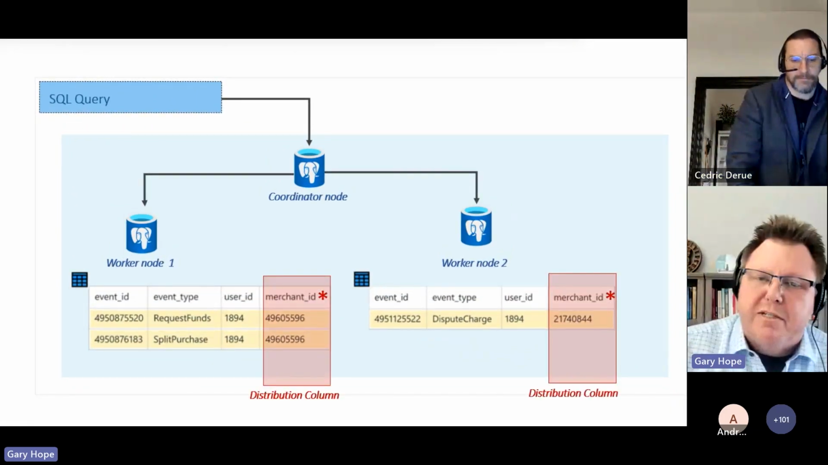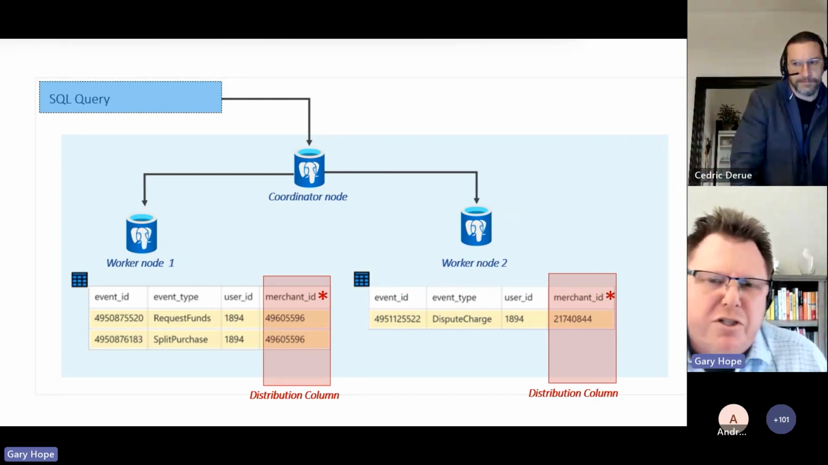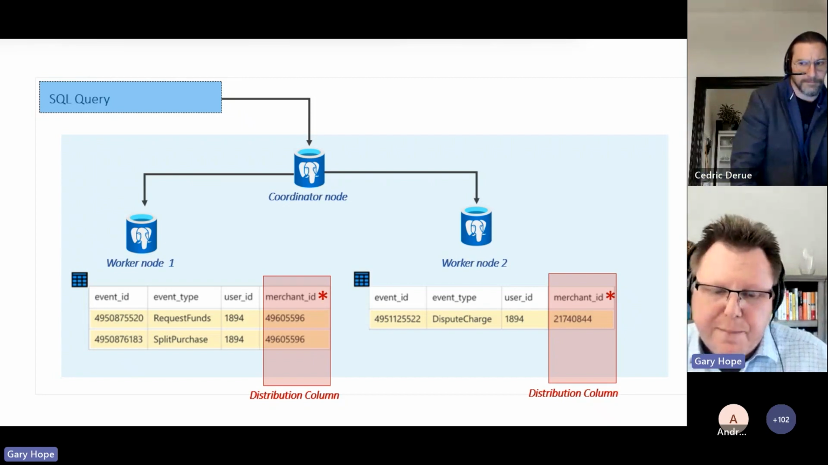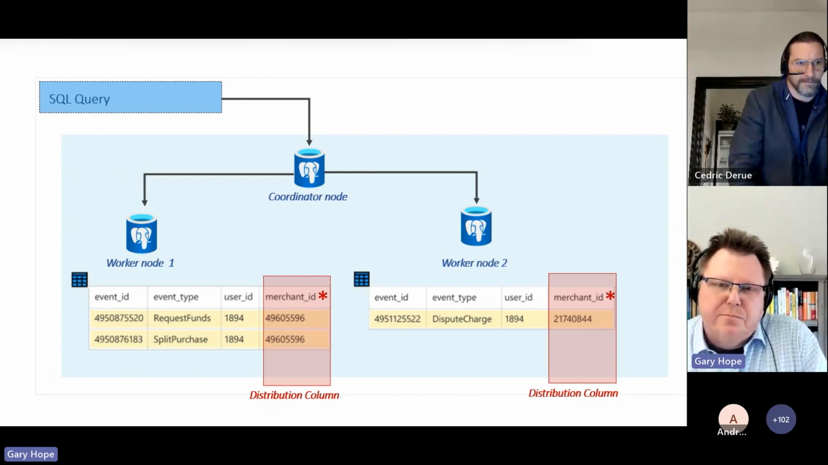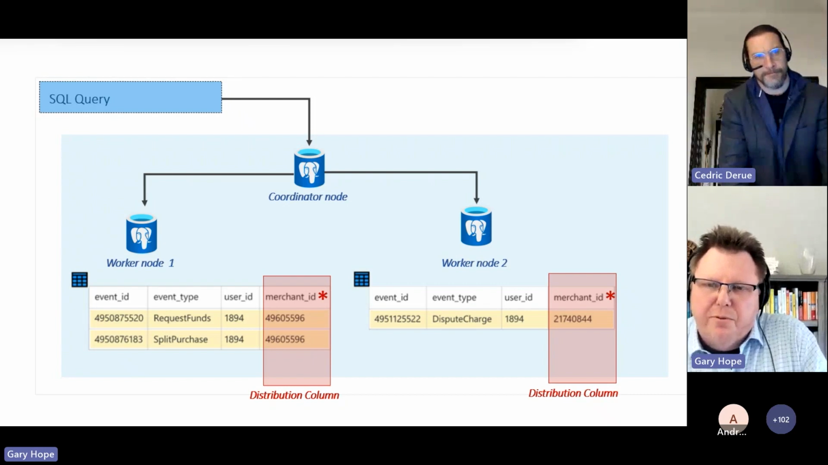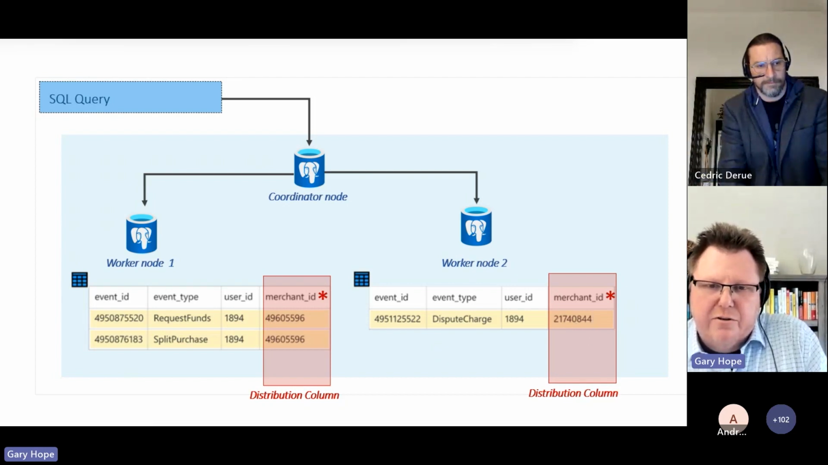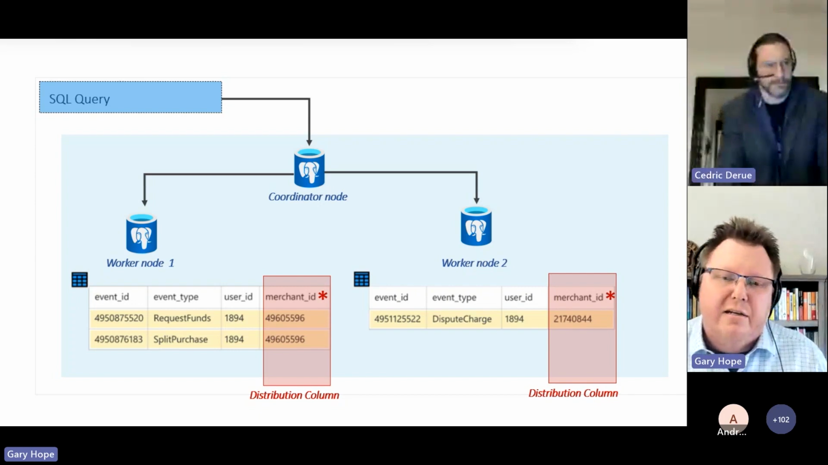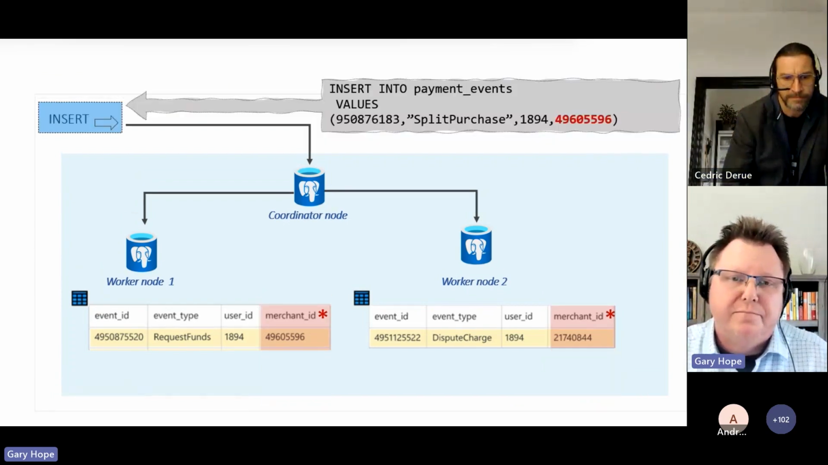Woodgrove Bank have been experimenting and initially decided to distribute the events based on merchants. Merchant ID seemed like a good choice for a distribution column. In this example, you can see the payments event table distributed across the shards on multiple nodes based on the merchant ID column. Here you can see the merchant ID column on each of the nodes contains unique values. Each node contains a non-overlapping subset of the data. All data associated with a specific merchant ID is stored on a specific node.